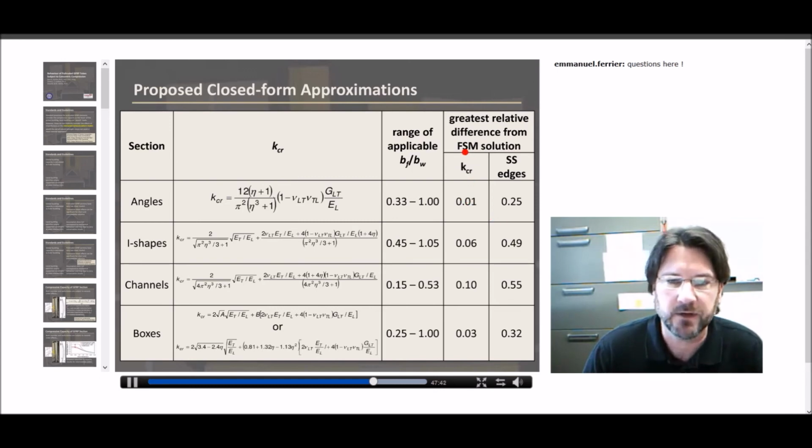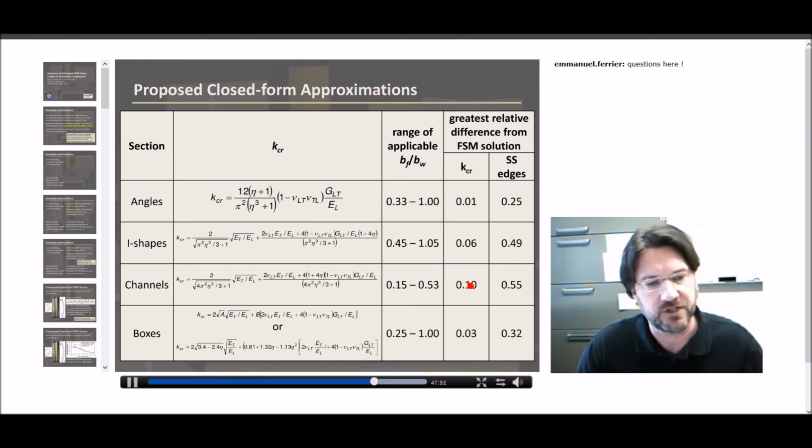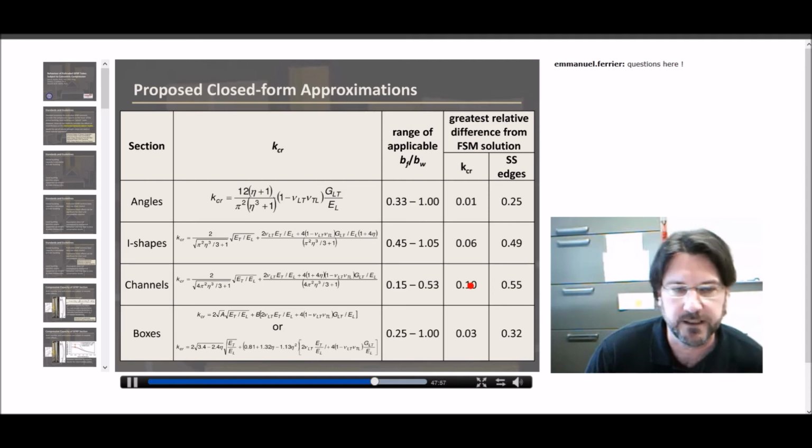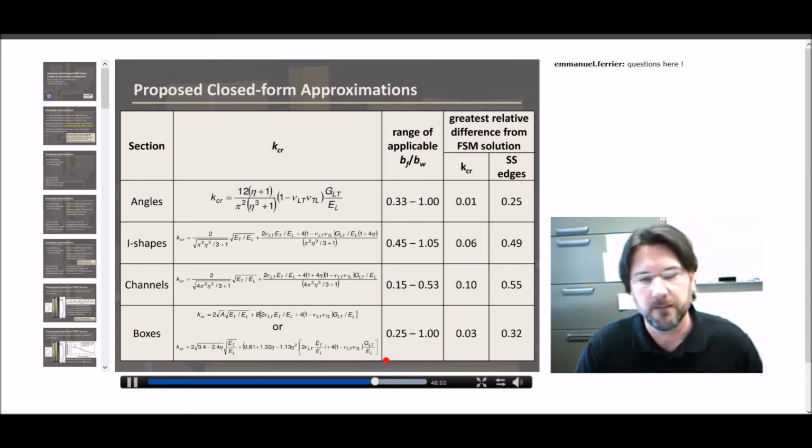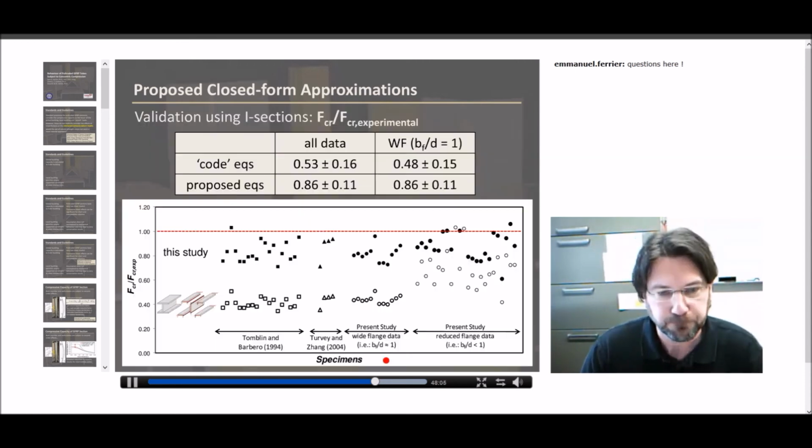If we compare our predictions to the finite strip method within this range of applicability, we see excellent agreement: 1%, 6%. A little bit worse for channels, 10%, because of course for channels, we have the shear center outside of the cross-section, which raises some complications in the analysis, and 3% for boxes. So very good behavior, in our opinion.